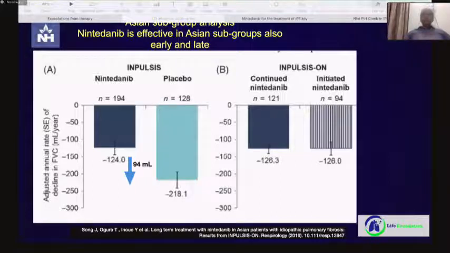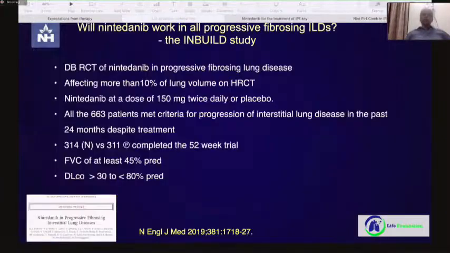Does it work in Asians? This was an Asian subgroup analysis which came out late last year and showed that we got the same kind of benefits, 94 ml in the INPULSIS trial, and in the continuation phase where people continued nintedanib if they were on nintedanib earlier, or they were initiated on nintedanib if they were on placebo earlier. They did equally well, 126 ml in both groups, and this was because they did not want to deny the benefits of nintedanib to those who were on the placebo arm earlier. So the Asian groups do just as well as the global groups.